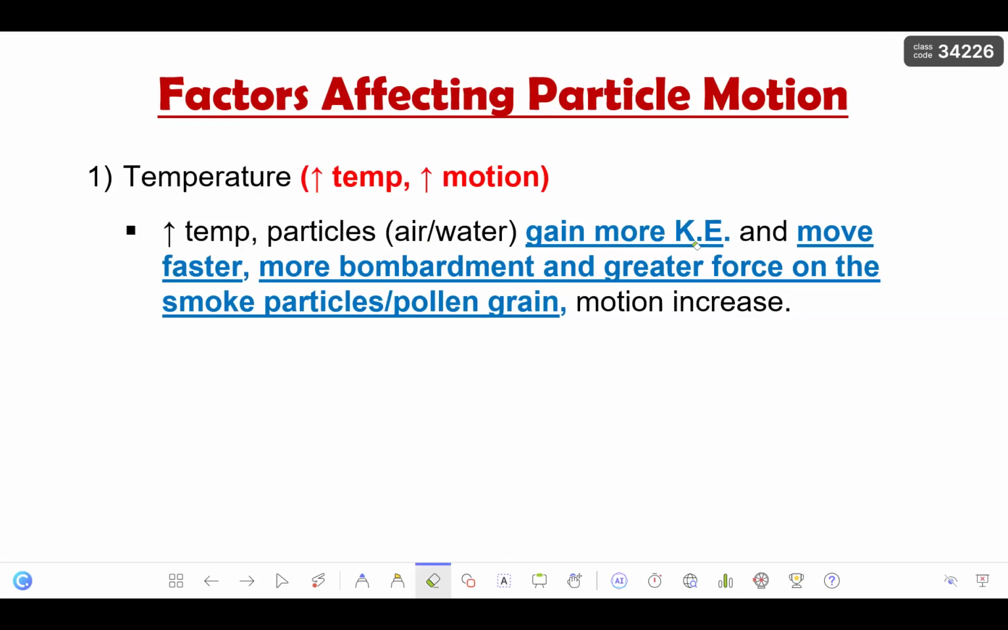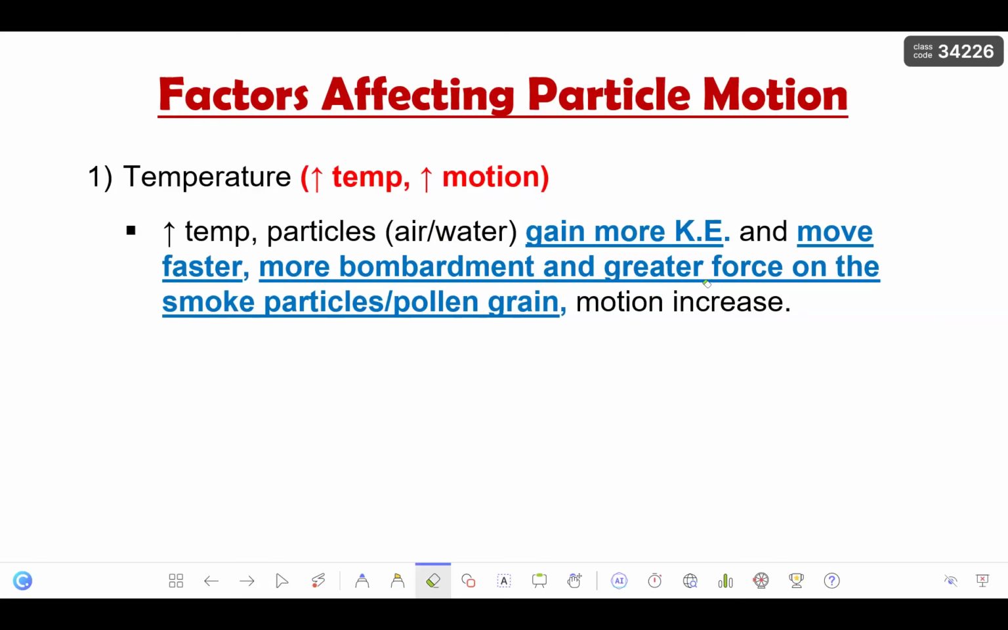It's which particle you must mention, whether it's air, water, smoke, or pollen grains. But the movement of the smoke and pollen grains is caused by the air and water. Okay, it's not caused by the temperature. So it is the air and water particles that gain kinetic energy. They will move faster. And then what happens when they move faster, they will collide more frequently and with greater force. Okay, they have more energy.